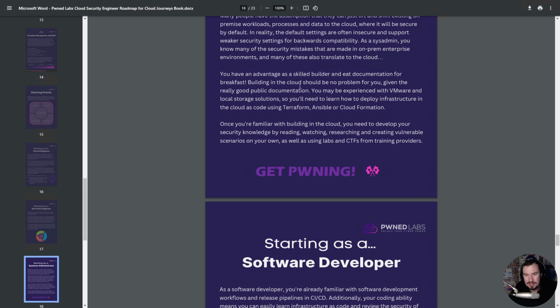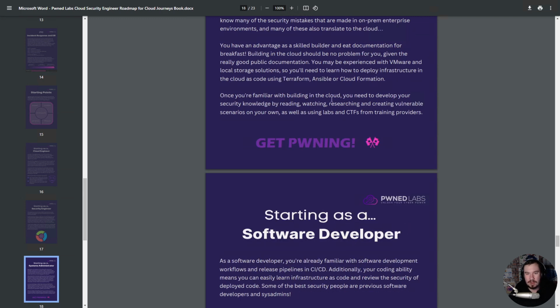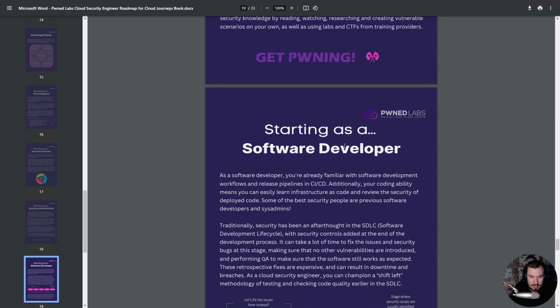You may be experienced with VMware and local storage solutions, so you'll need to learn how to deploy infrastructure in the cloud as code using Terraform, Ansible, or CloudFormation. Once you're familiar with building in the cloud, you need to develop your security knowledge by reading, watching, researching, watching Tyler on YouTube, and creating vulnerable scenarios on your own, as well as using labs and CTFs from training providers.